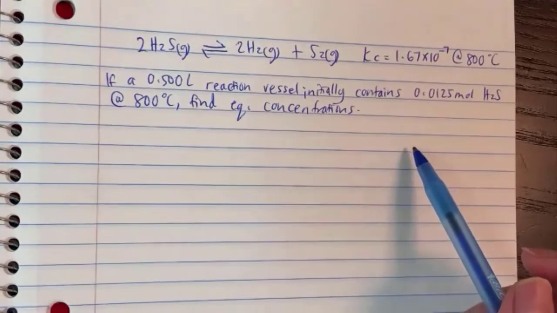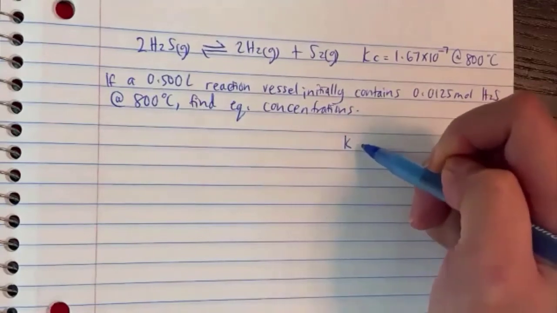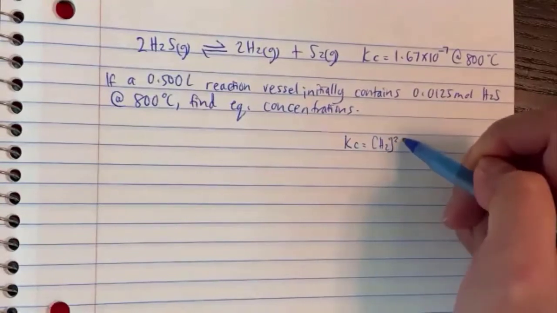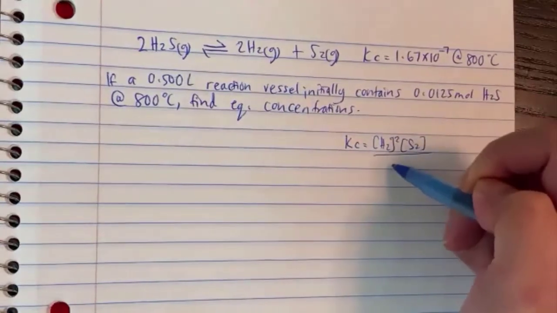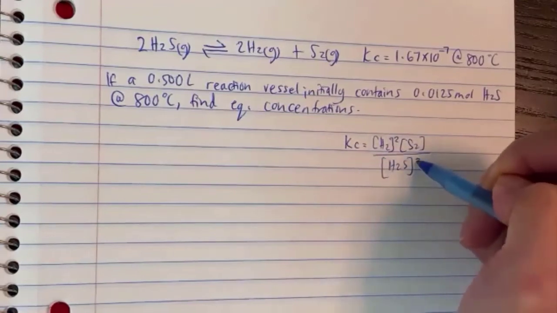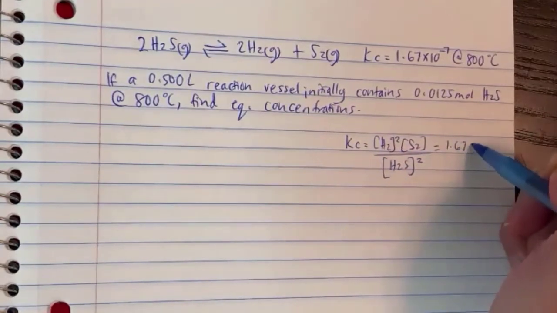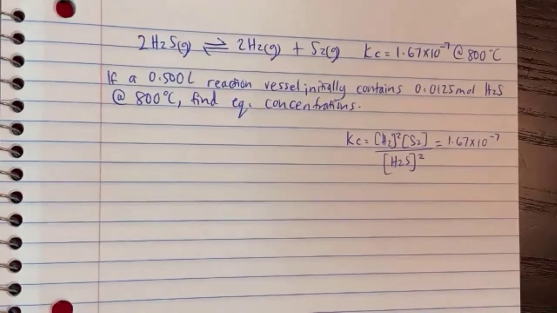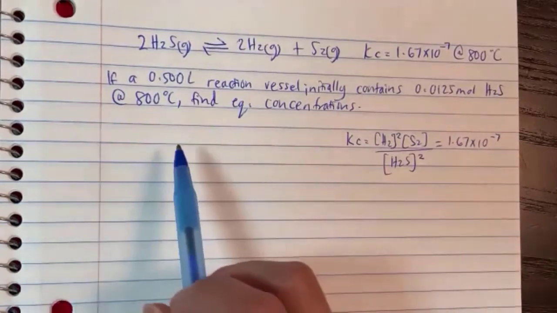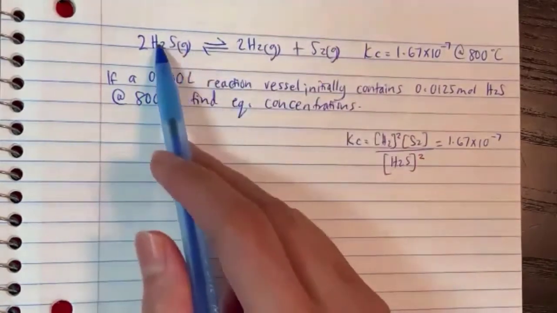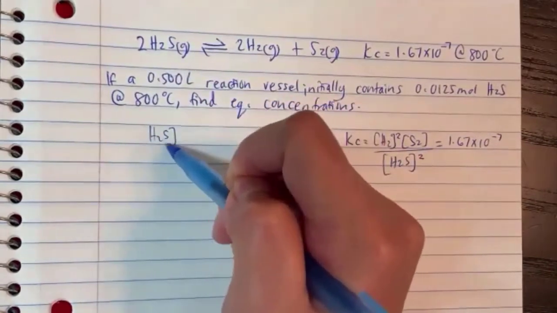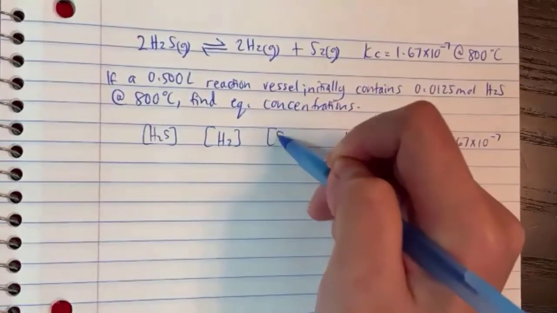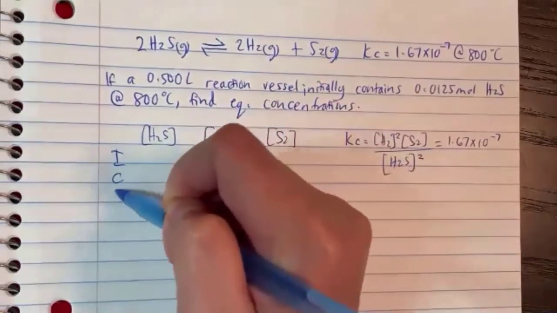So in this case here, what I want to do is go ahead and set up my K formula. So Kc is [H2] squared times [S2] divided by [H2S] squared. And that equals 1.67 times 10 to the minus 7. And then we're going to go ahead and set up my ice table. Remember, H2S goes in there because it's a gas. You only drop solids and liquids, but all of them are gas here. So H2 goes here, and S2 goes here, and then you have your ice table.